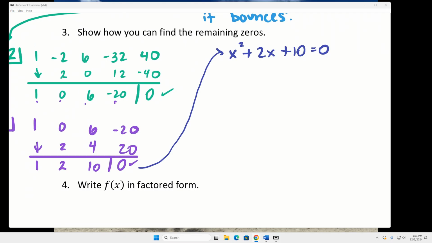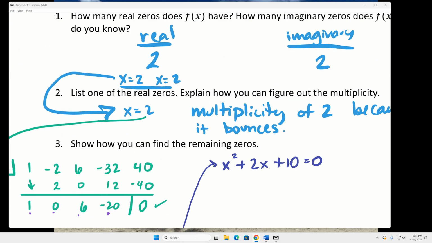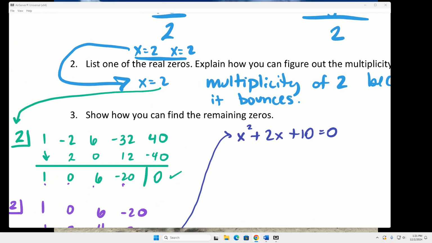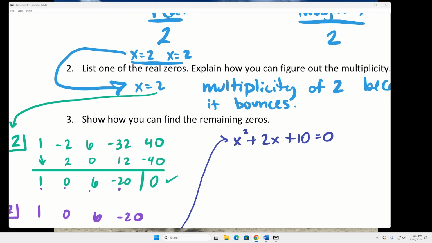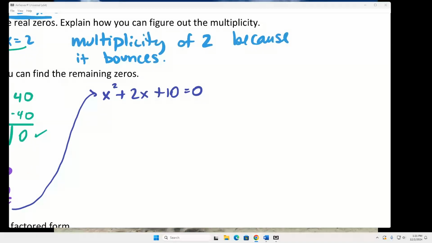Now we could try to factor it if we wanted to, but it would be a waste of time because we already know that there's 2 imaginary zeros. And when we factor a polynomial, it gives you real zeros. And so you could try, but there's no way it's going to factor if you get imaginary. So we can use the quadratic formula. So x equals the opposite of b plus or minus the square root of b squared minus 4ac divided by 2a.